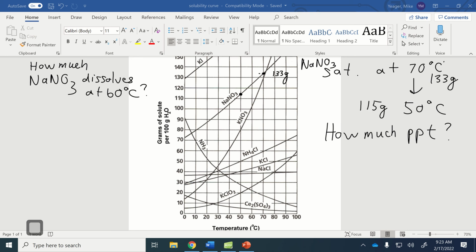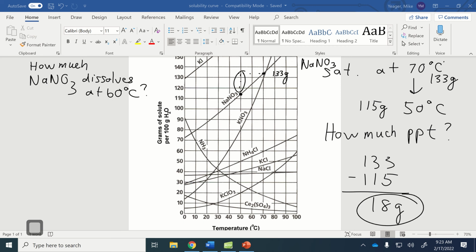What happens here is there is an amount that can no longer stay dissolved. And all I do is subtract the two. So 133 minus 115 is 18 grams. 18 grams of NaNO3 will precipitate.